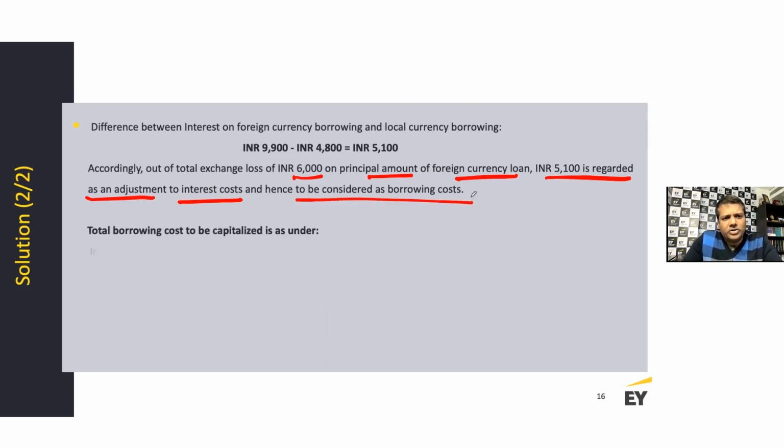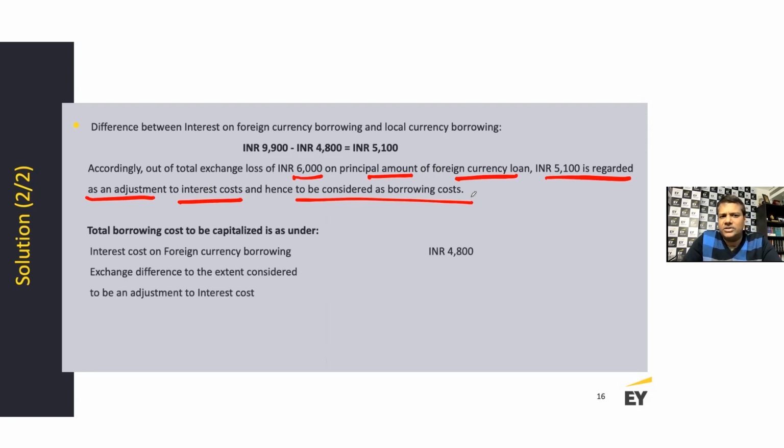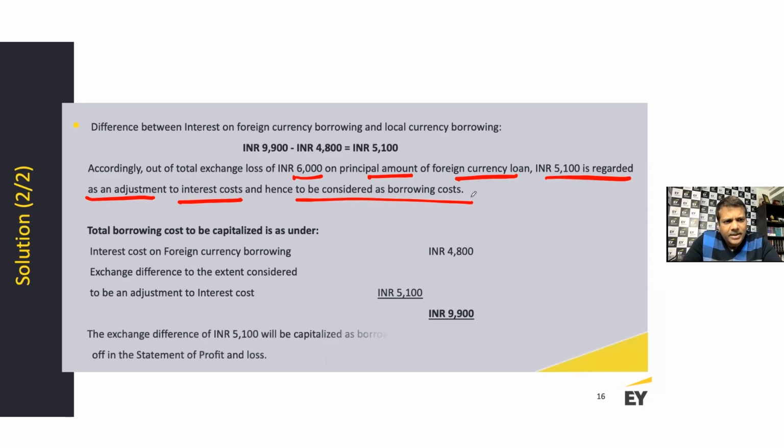Total borrowing cost to be capitalized is as under: interest cost on foreign currency borrowing 4,800 and exchange differences 5,100 get to 9,900. Okay, now the exchange difference of 5,100 will be capitalized as borrowing cost, and the remaining INR 900 will be expensed off in the statement of profit and loss account.